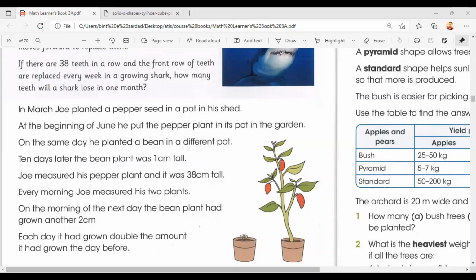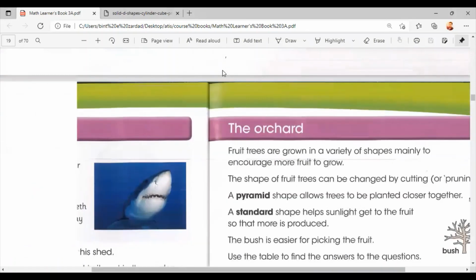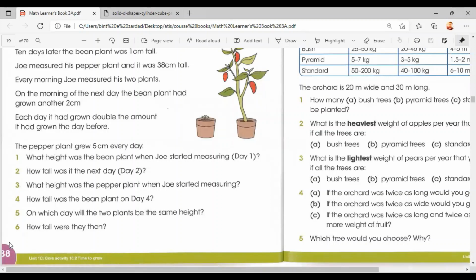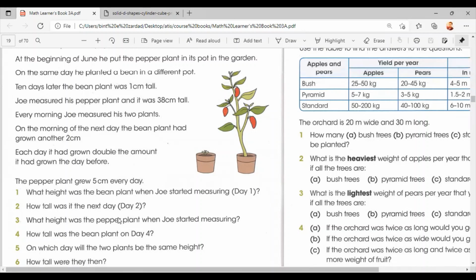Let's solve the question so you can easily understand. So now the question is, what height was the bean plant when you start measuring, on day 1? It's written already here. After 10 days, we start measuring. So on the first day, the measurement of the bean plant is 1 centimeter. You need to write down 1 centimeter tall. So on the first day, it is 1 centimeter.